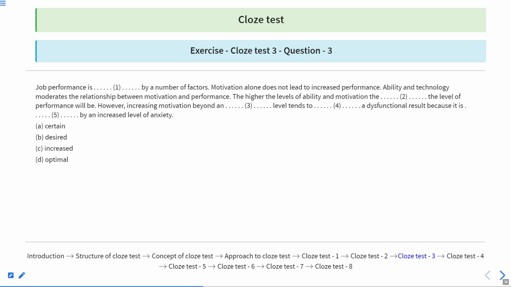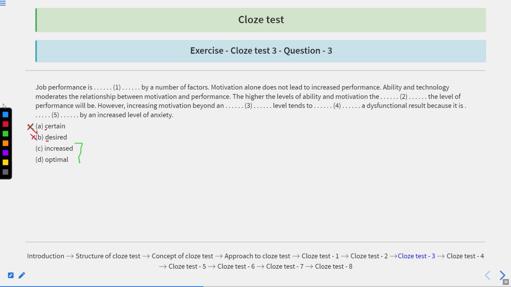There are 4 choices here. Some of these choices are quite near to the actual answer. So if we say increased motivation beyond a certain level, the only thing is there's a word "an" here. Therefore, one of these choices must begin with a vowel. So it cannot be certain. It cannot be desired because these are not beginning with a vowel. It can only be one of increased or optimal.